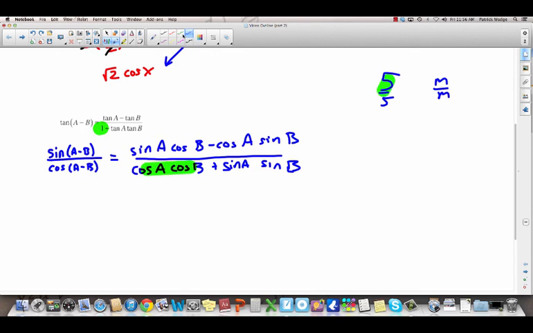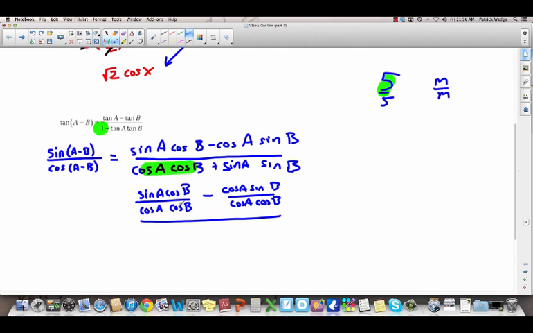So let's do that. We are going to write down the same thing, sine A cos B, but we're going to divide that by cos A cos B. Minus, the next term there is cos A sine B. What are we dividing it by? Same thing, cos A cos B. All over, on the bottom we have cos A cos B. What are we dividing that by? Cos A cos B. We're dividing everything by cos A cos B. Plus sine A sine B. What are we dividing that by? Cosine A cosine B. What a mess.